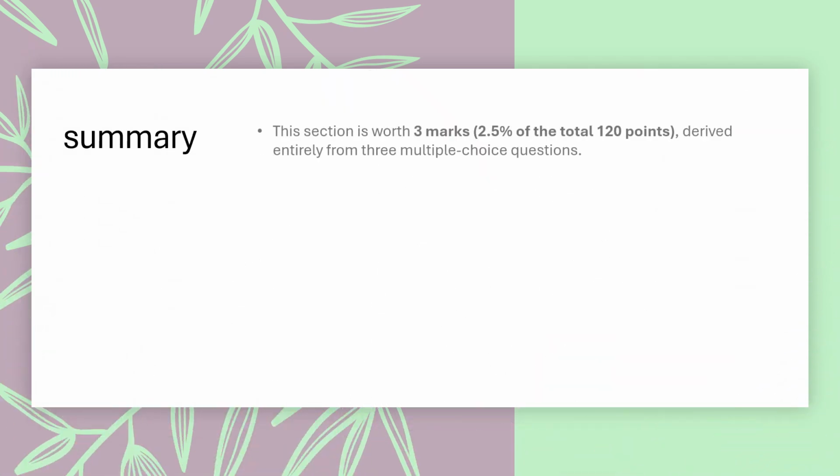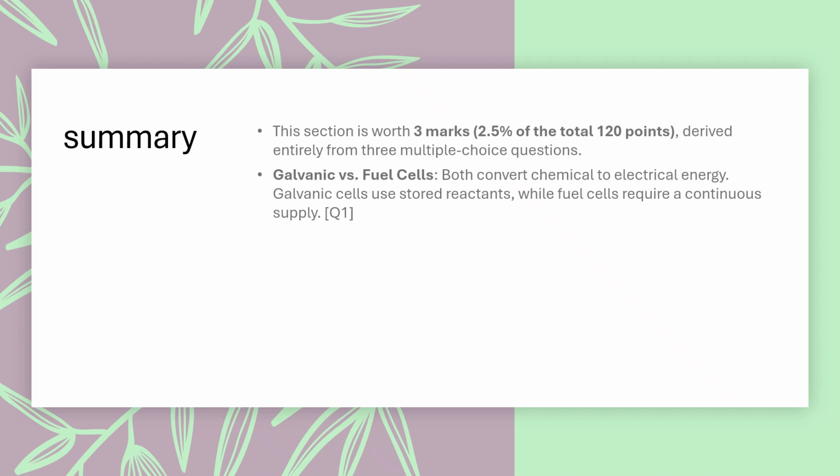This section is worth 3 marks, 2.5% of the total 120 points, derived entirely from 3 multiple-choice questions. Key comparisons and characteristics include galvanic versus fuel cells: both convert chemical energy into electrical energy. Galvanic cells use stored reactants, while fuel cells require a continuous supply.